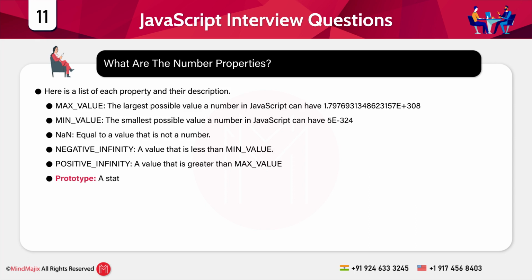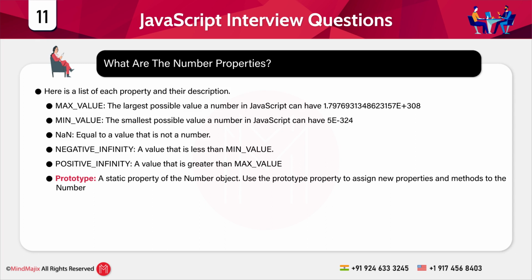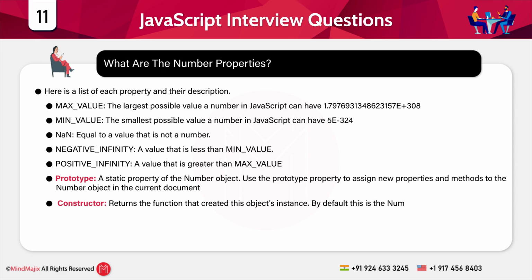Prototype, a static property of the Number object. Use the prototype property to assign new properties and methods to the Number object in the current document. So prototype can be used to assign new properties and methods to number objects. Constructor, it returns the function that created this object instance. By default, this is the Number object.